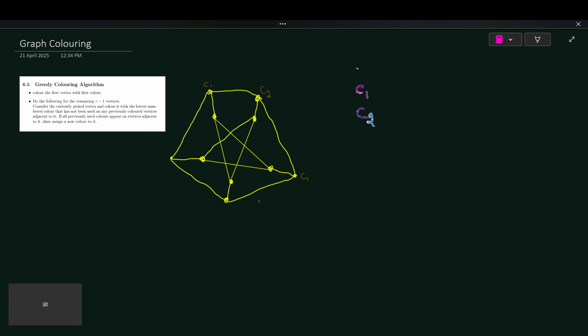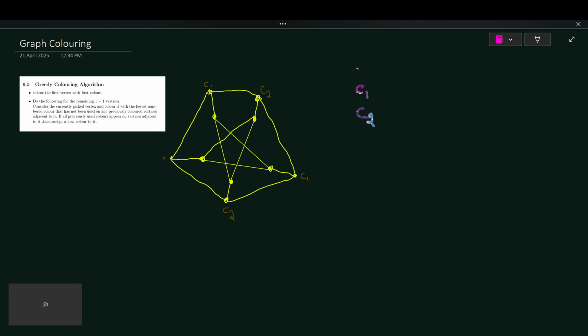Now we move to the next vertex, and this one is adjacent to a vertex which is colored with the color c1, and so we cannot use c1 here. So the next is c2, and this vertex is not adjacent to any vertex which is colored with c2. So c2 can be used here, and we proceed to the next vertex.